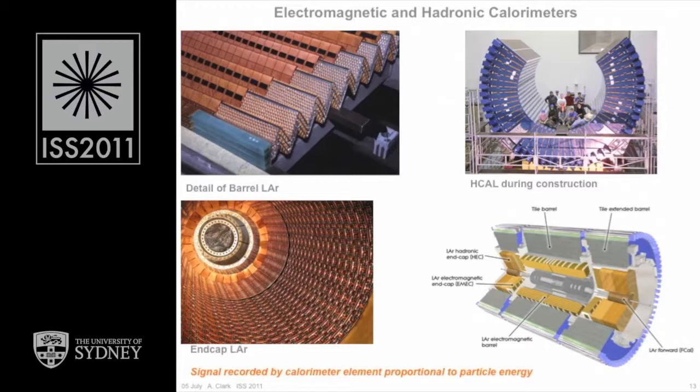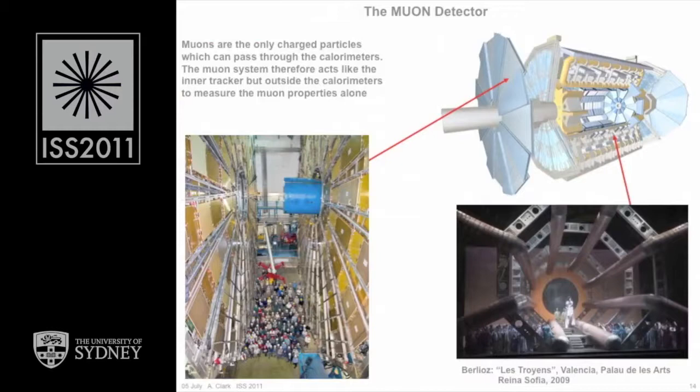You have signals read out using copper strips, and on the copper plates, that is where the electrons or the photons interact to produce their signal. So the signal that comes out of here is proportional to the total energy of the electron or the photon. And this is another view of the liquid argon calorimeter. The Hadron calorimeter is very similar, except it produces light, which is then converted into an electronic signal using the photomultipliers. So that is the calorimetry.